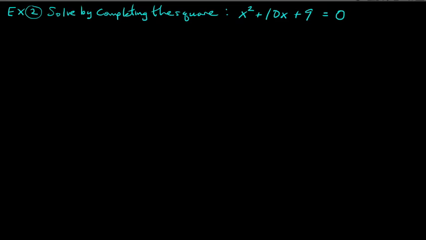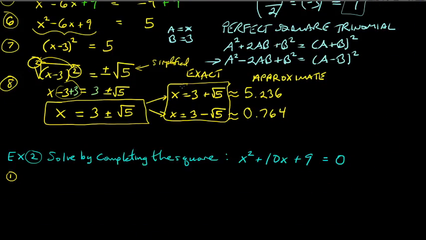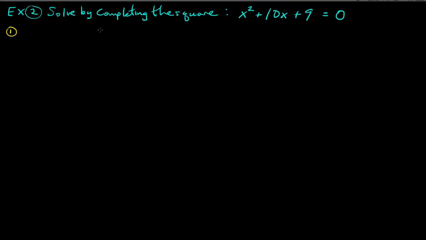Okay, we're going to solve by completing the square. x squared plus 10x plus 9 equals 0. So step 1, if you have to look it up here, write in standard form. Notice this, just like the last problem, is already in standard form, so there's really nothing to do here. You just rewrite it. x squared plus 10x plus 9 equals 0.